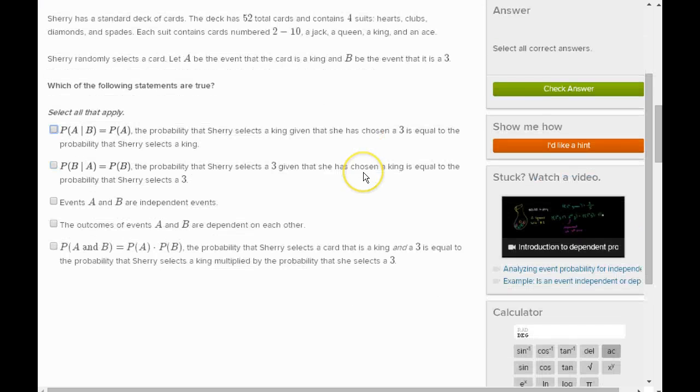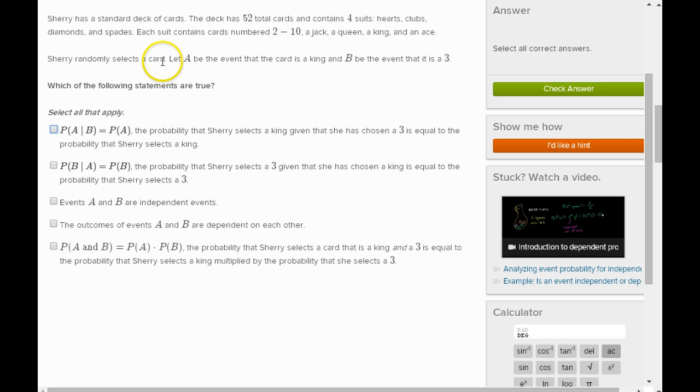Let's try one more. Here we go. Sherry has a standard deck of cards. There's 52 total cards. It contains 4 suits. I can do 52 divided by 4, and there's 13 cards in each suit, right? And there are hearts, clubs, diamonds, and spades. Each suit contains the numbers 2 through 10. Then there's a jack, queen, king, and an ace.